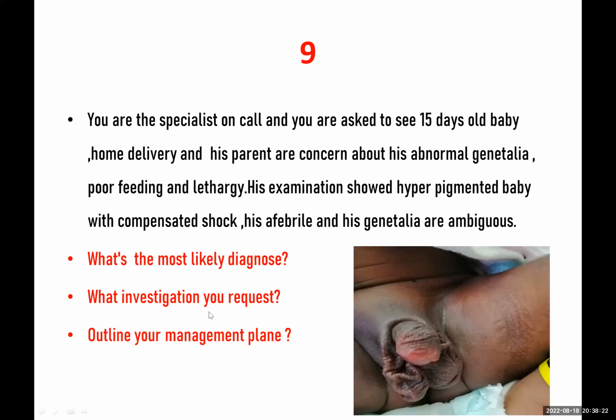Outline your management plan, and I would like you to arrange it. This is a broad question, so I expect a broad answer. Hydrocortisone, yes, ABC for sure. This patient, I assess the ABC for sure. And if the child is having hypoglycemia, for sure I will give dextrose, and then I will give hydrocortisone for sure.